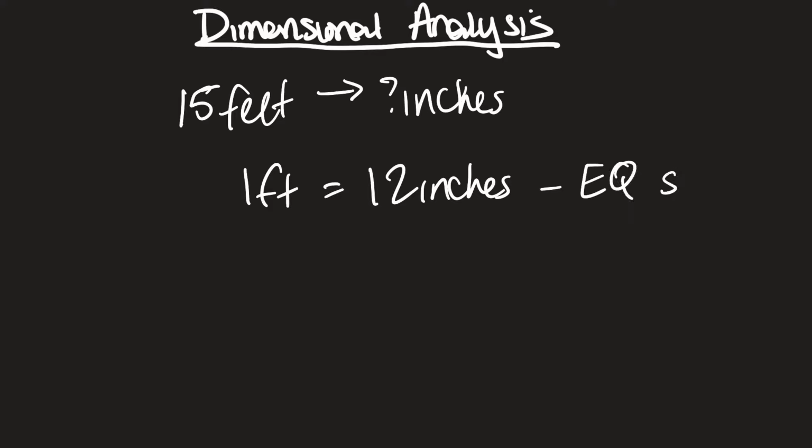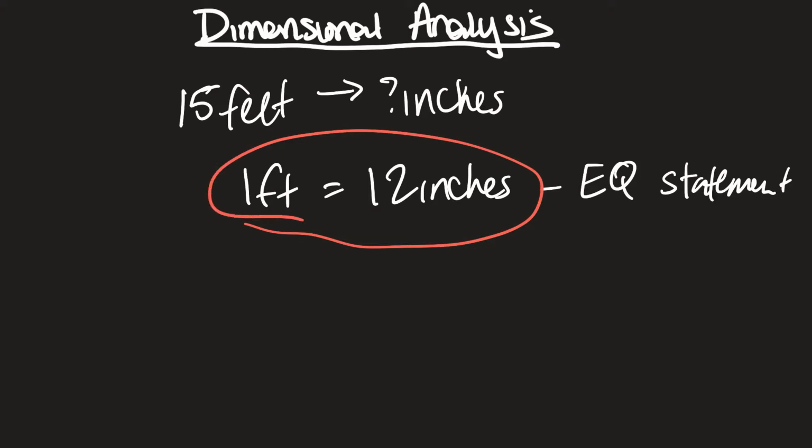Or something I like to call an EQ statement. So that's the equivalence statement. We know that for every 1 foot, you have 12 inches. And now what we're trying to figure out is, if this is the relationship, how many inches are in 15 feet? Now, with the equivalence statement, you can come up with two conversion factors. With almost all equivalence statements, you can make two conversion factors.